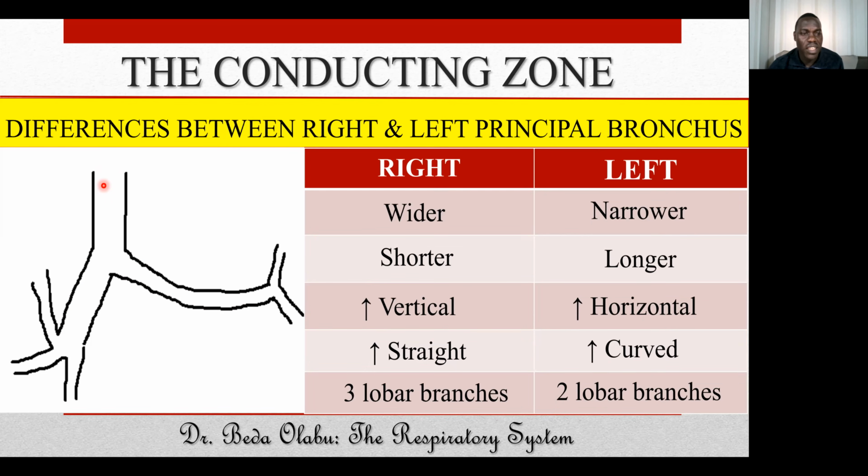So if a child inhales a bean seed, for example, it will most likely find its way on the right than on the left. If there's TB infection, most of them will be on the right compared to the left. The right one is more susceptible to those foreign bodies because of the orientation of the right main bronchus.